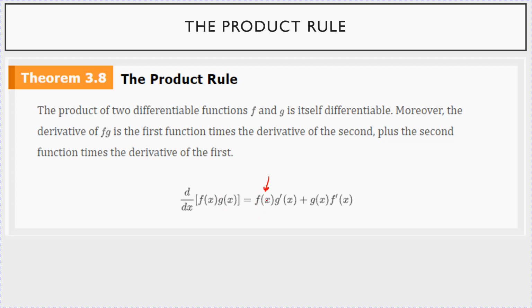We'll leave the first function alone and multiply it by the derivative of the second function. Then we'll add to it: we'll leave the second function alone and multiply it by the derivative of the first. Sometimes you'll also see me do it this way, just because it's how I'm used to doing it: if you have f times g, this is the derivative of the first times the second function plus the first function times the derivative of the second. It's the same thing, just rewritten a different way. I'm primarily going to use this one right here.